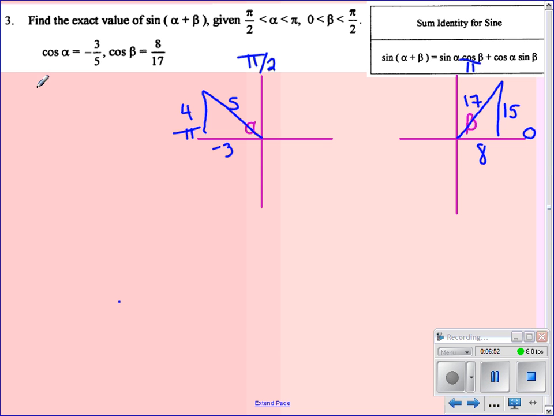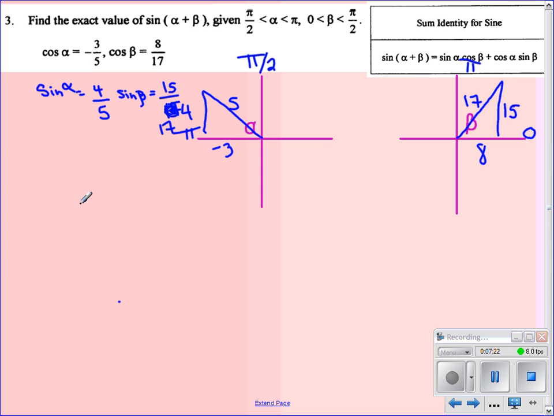So now we can see that the sine of alpha is the opposite over hypotenuse. So that's 4 over 5. And remember, sine is positive in quadrant 2. The sine of beta is opposite over hypotenuse, 15 over 17. And in quadrant 1, sine is also positive.